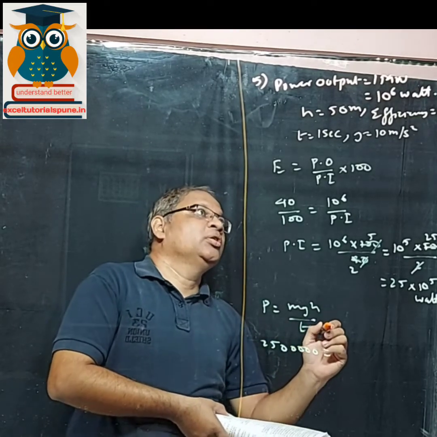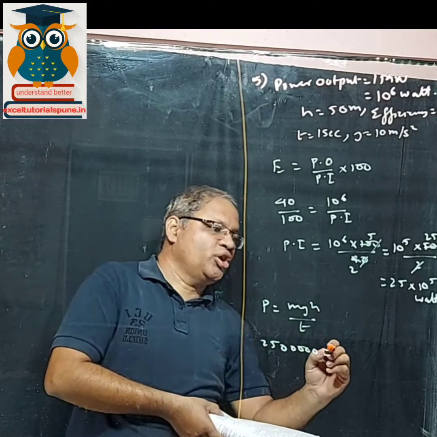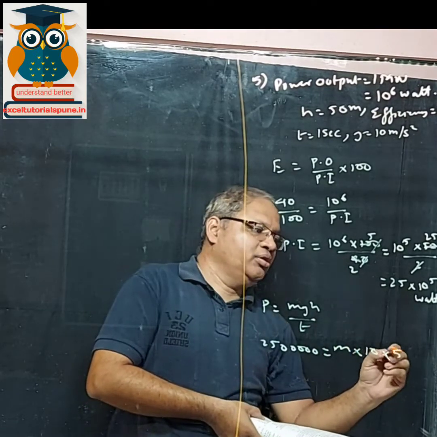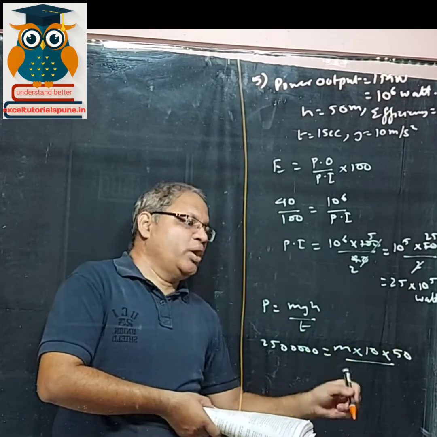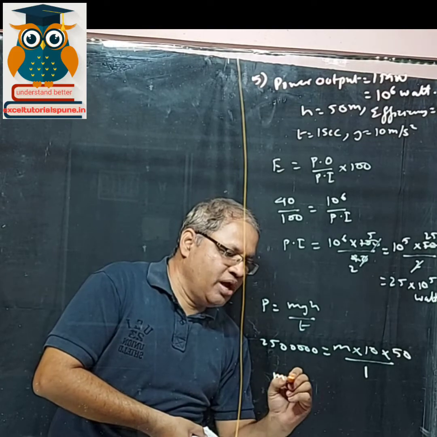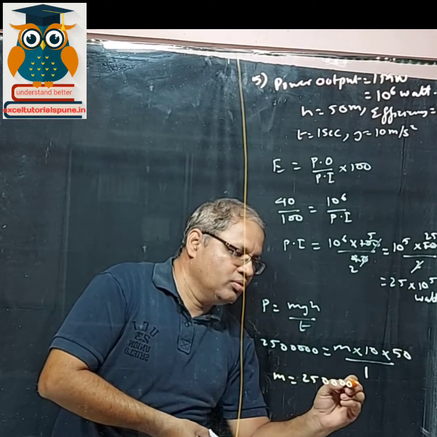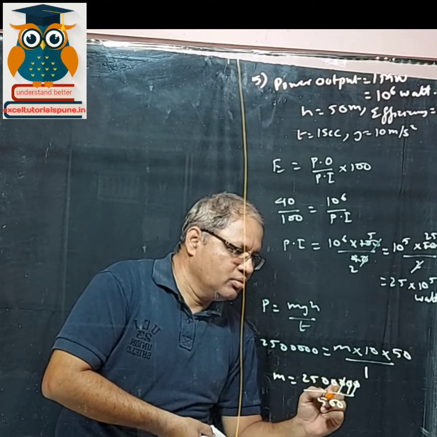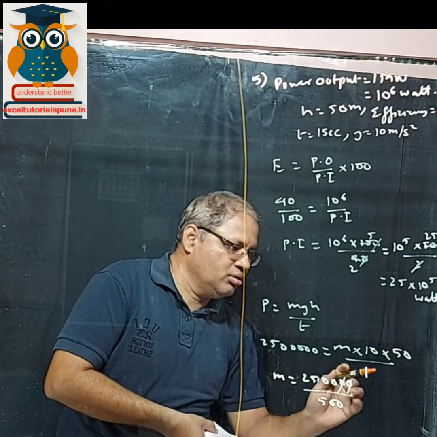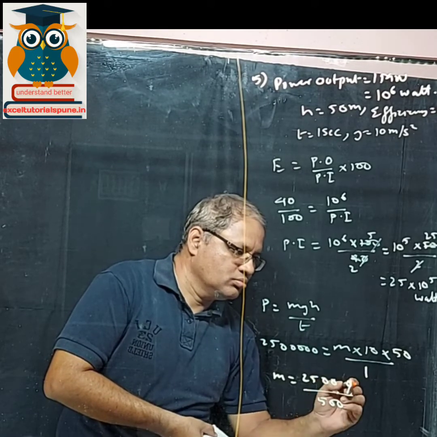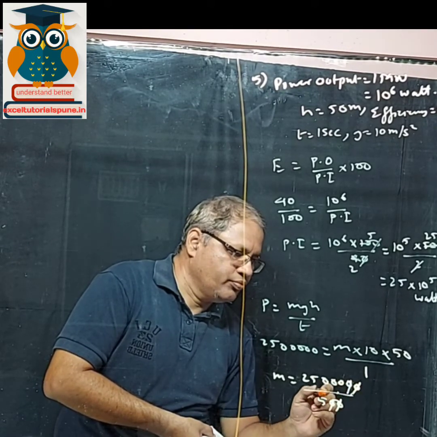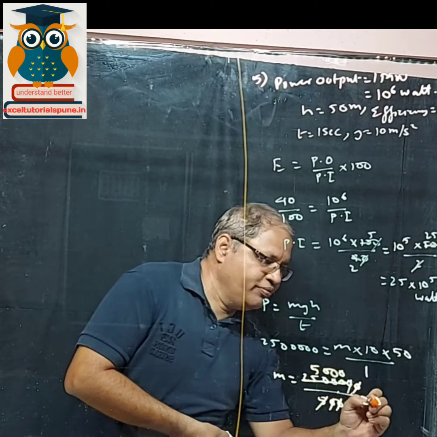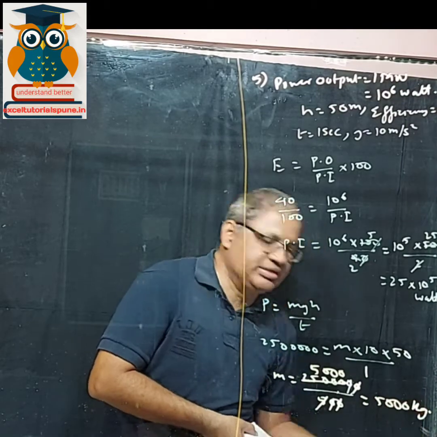Mass is not given, they have asked for the mass. g is 10, height is 50 meter, time is 1 second. So then mass will be 25,500. Sorry, only 5000 kg is your answer.